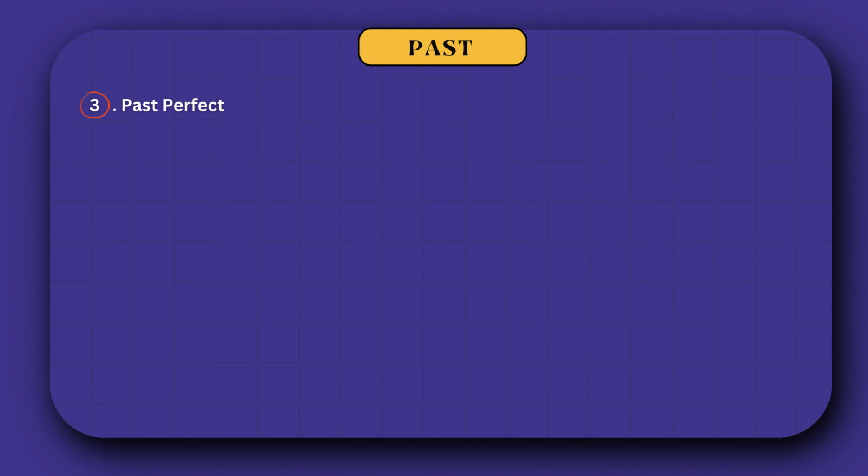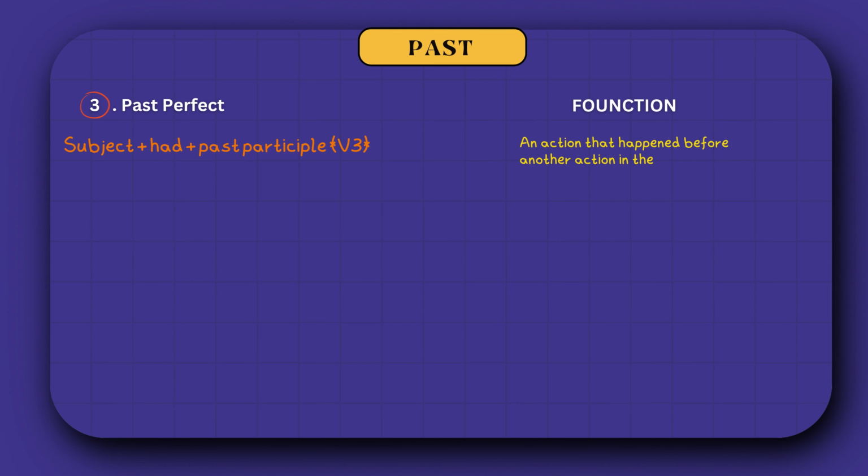3. Past perfect. Subject plus had plus past participle. Function: an action that happened before another action in the past. Examples: I had finished my homework before dinner. She had left when I arrived.